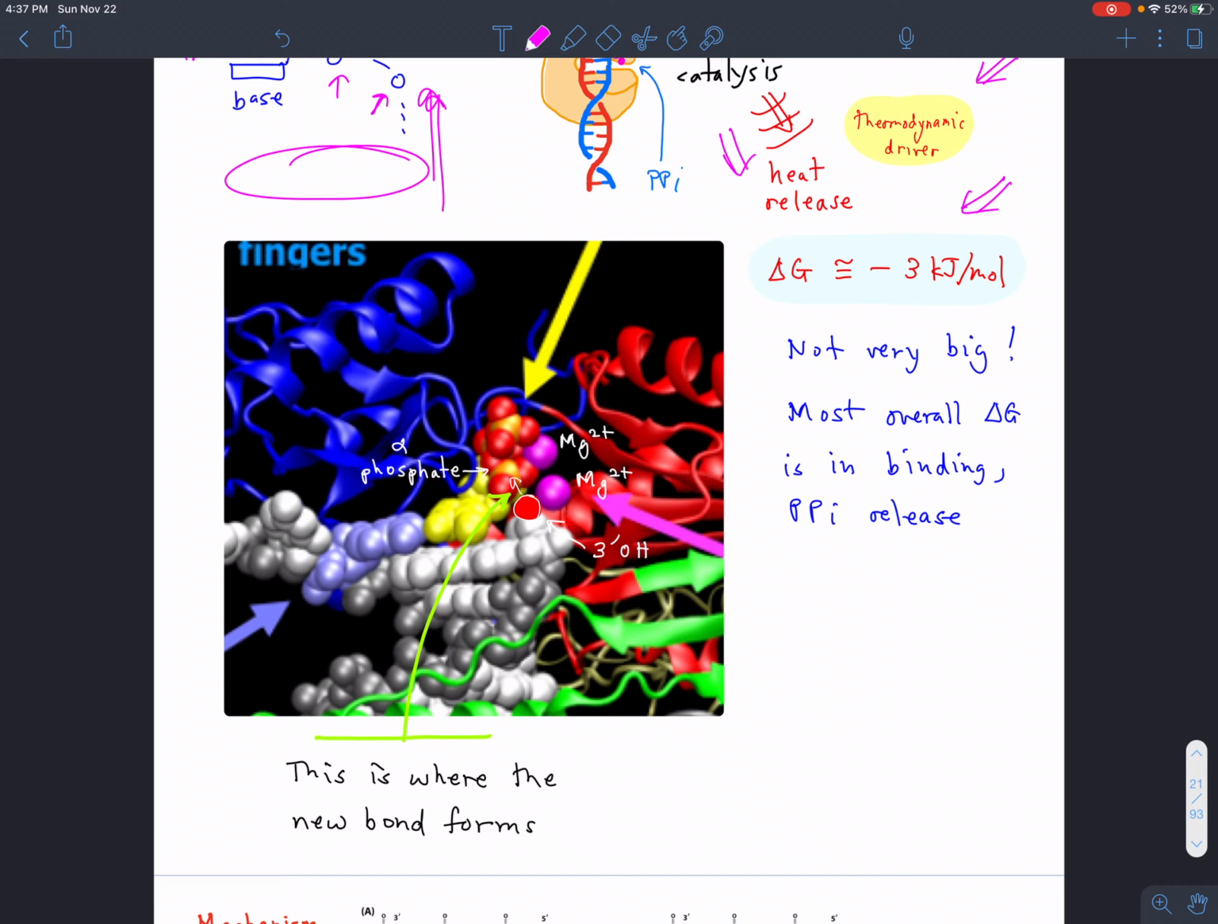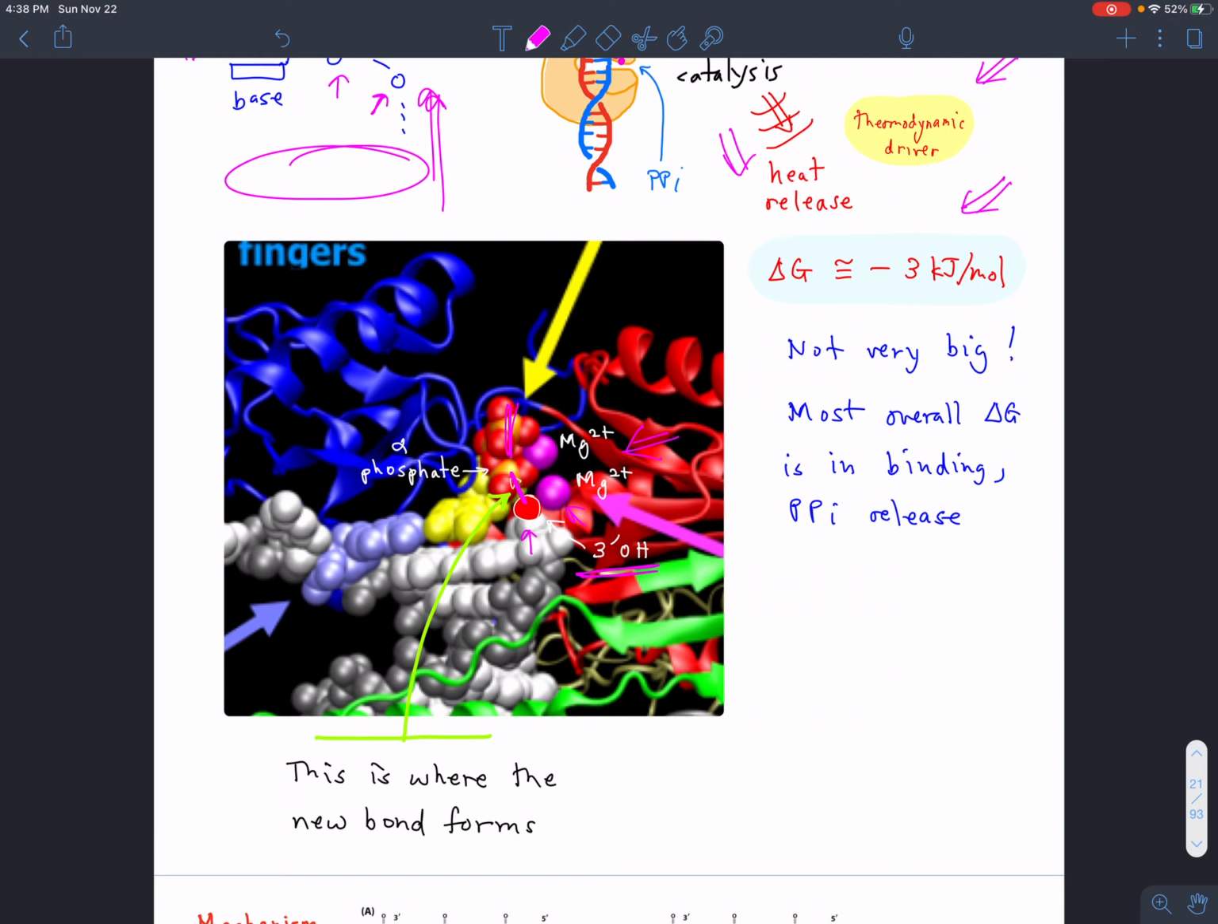And again, just to emphasize, I've said most of this before, but here's the two magnesiums that are positioned to hold the triphosphate here, and also right next to the 3'OH group. And all the 3'OH group has to do is form a new chemical bond right there. It's about, if I remember right, 3.5 angstroms away. It's too far away to form a chemical bond on its own.